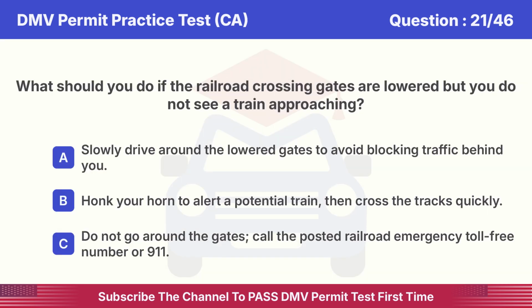Question 21. What should you do if the railroad crossing gates are lowered but you do not see a train approaching? Option A, slowly drive around the lowered gates to avoid blocking traffic behind you. B, honk your horn to alert a potential train, then cross the tracks quickly. C, do not go around the gates. Call the posted railroad emergency toll-free number or 911.